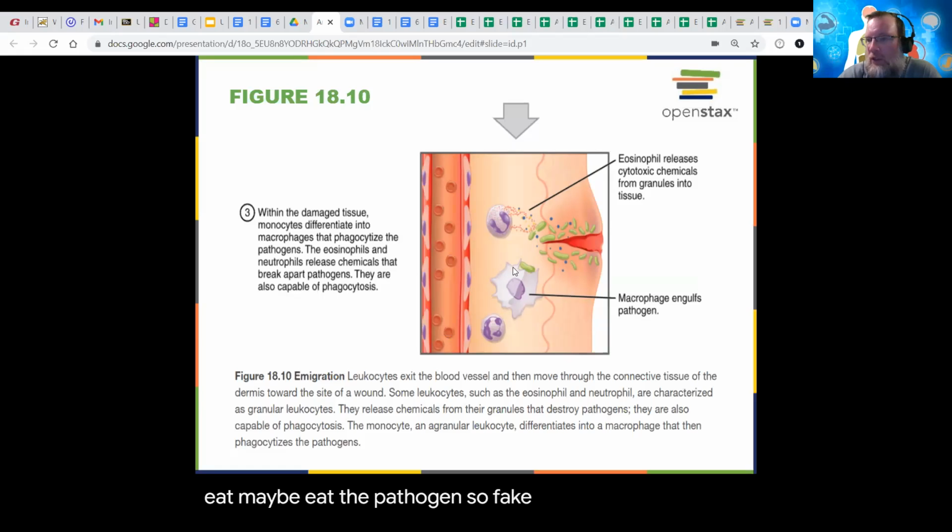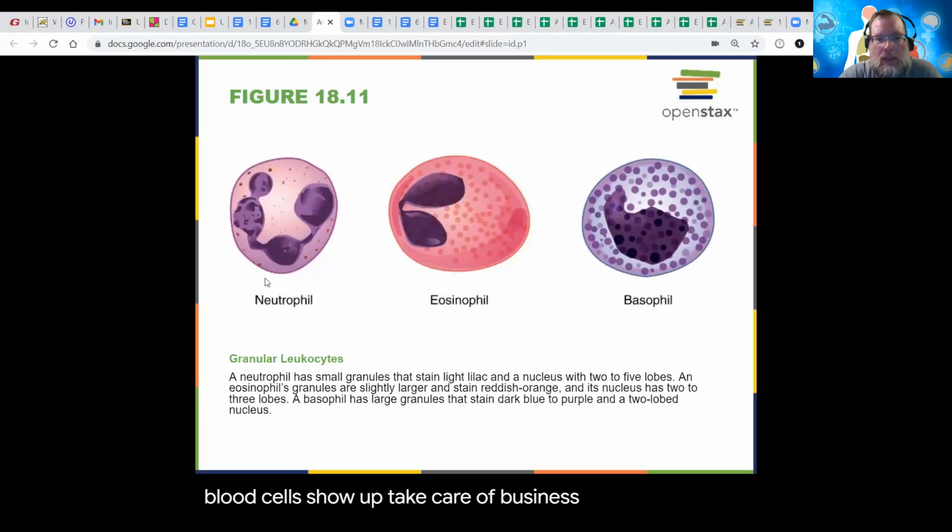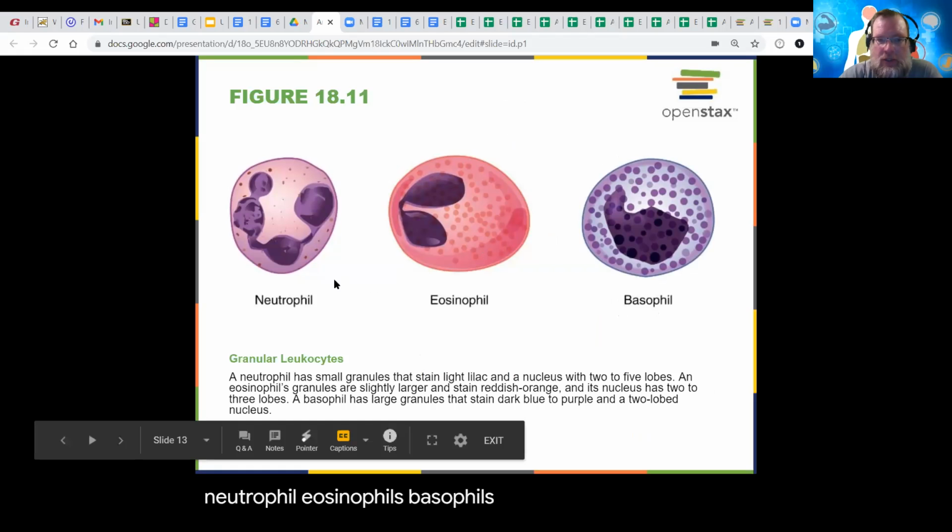So phagocytosis just means eating, the process of a cell eating. Macrophage means big eater, and monocytes are big eaters. They could come in and pig out. So when there's a breach, we've got white blood cells show up, take care of business. We see the neutrophil, eosinophil, basophil representations.